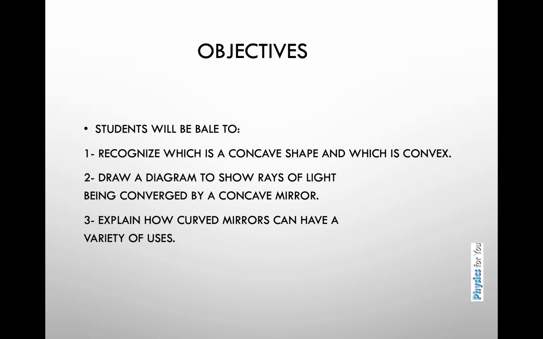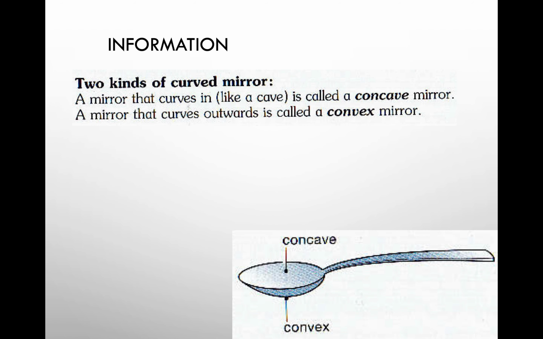In today's lesson we will speak about how the concave mirror is different from the convex shape. Second, we have to know the diagram which shows the light rays when they are converged or diverged by the concave mirror. And the last part, we have to explain how curved mirrors have a variety of usages in our society. The first part here, we have two types of curved mirror.